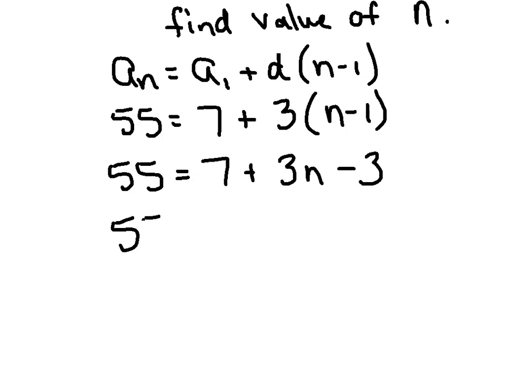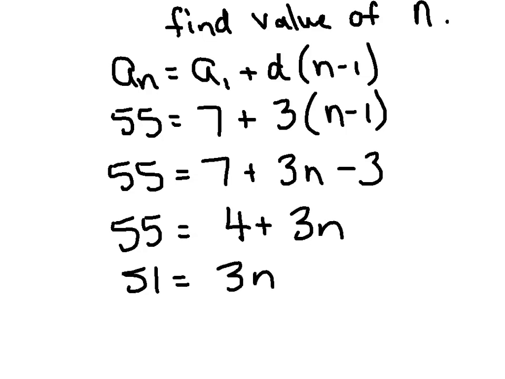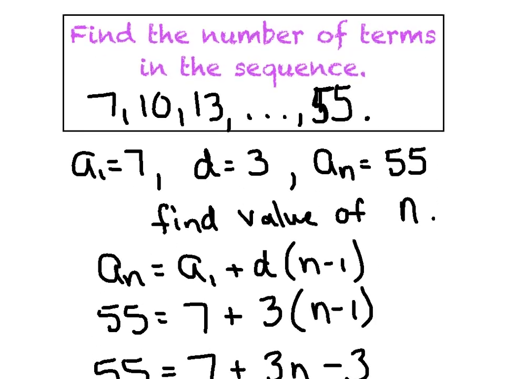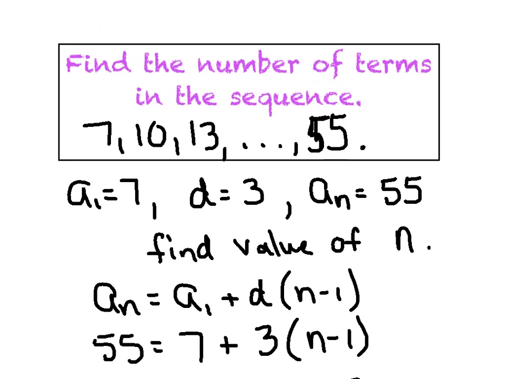We'll combine the like terms on the right side. That looks like 4 plus 3n. We'll subtract the 4 over, and then we just got to divide by 3, and I think 3 goes in there 17 times. So n equals 17, and what we're trying to say is that if we started at 7 and went all the way to 55, that's a grand total of 17 terms within that sequence.